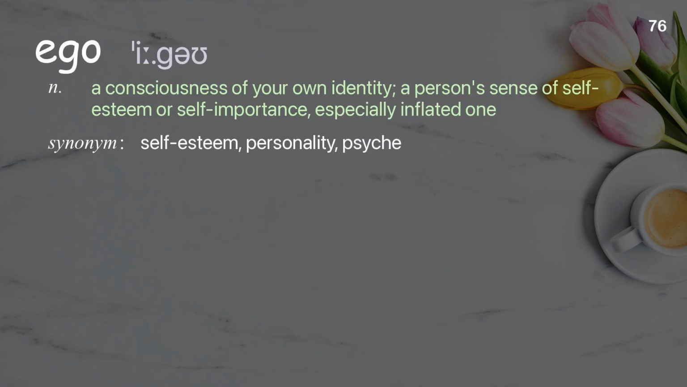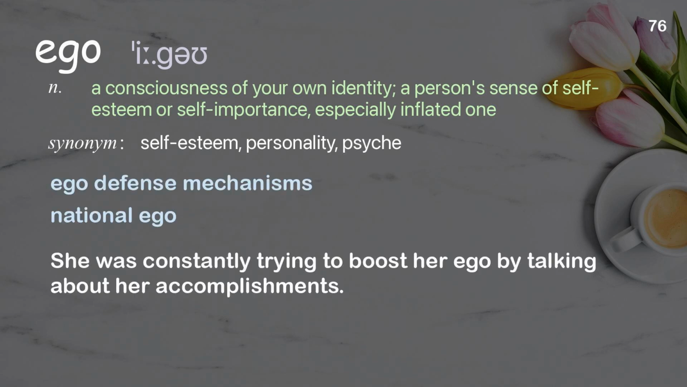Ego. A consciousness of your own identity; a person's sense of self-esteem or self-importance, especially inflated. Examples: Ego defense mechanisms. National ego. She was constantly trying to boost her ego by talking about her accomplishments.